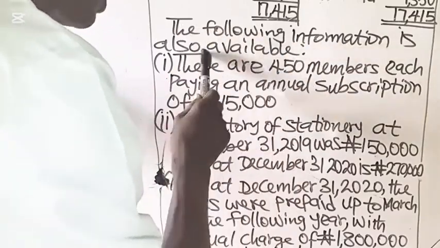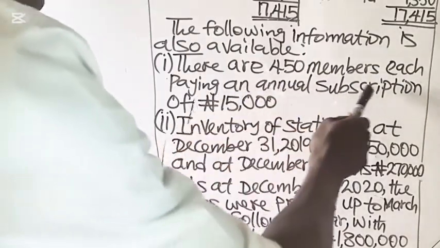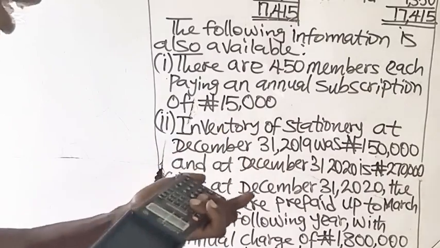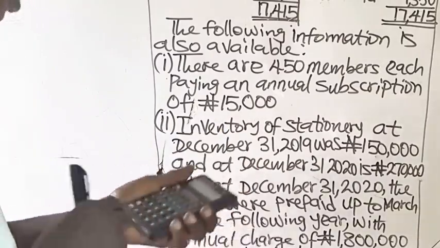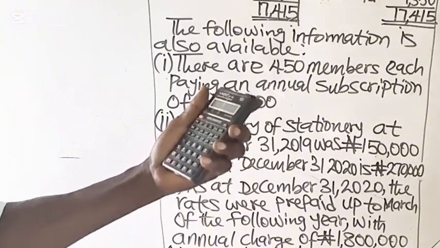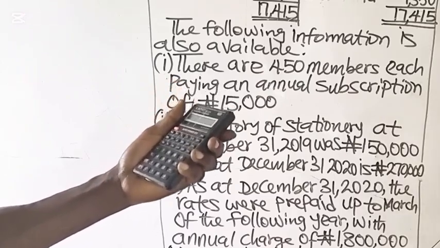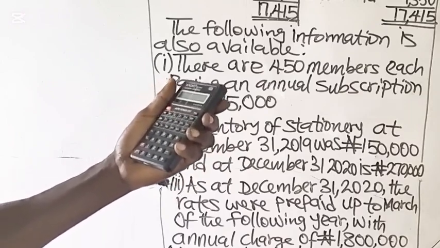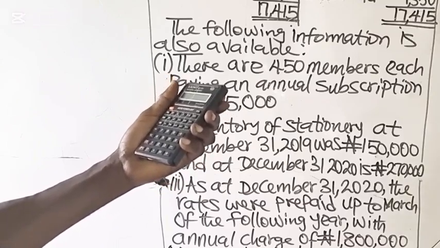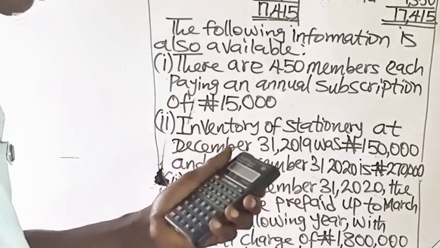The following information is also available. Note 1. There are 450 members, each paying an annual subscription of 15,000 naira. So if there are 450 members and each is paying a subscription of 15,000, you have 450 times 15,000. That means the subscription due for the year 2020 is supposed to be 6,750,000, but the amount received for 2020 was given as 6,330,000. That means a certain amount of subscription for the year 2020 was due but not yet received.